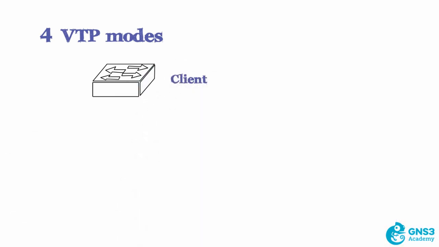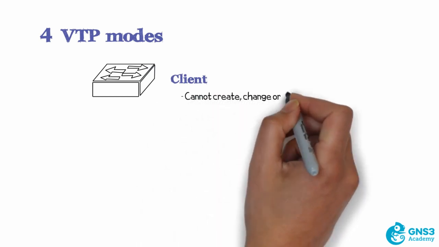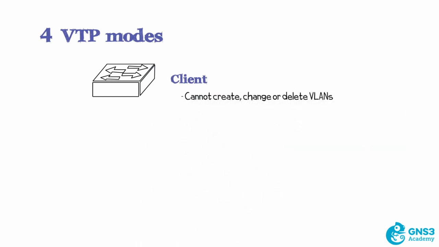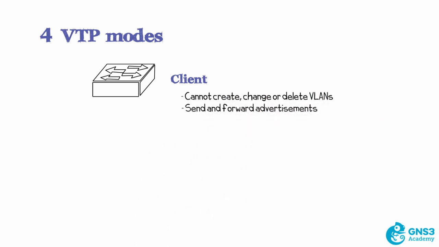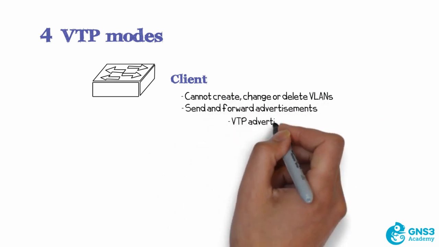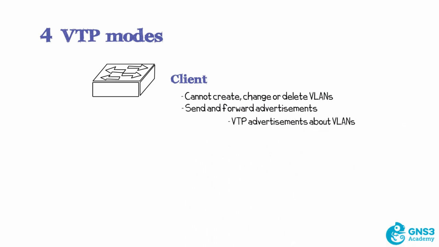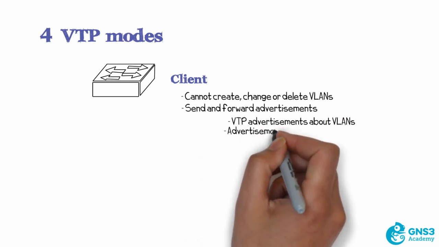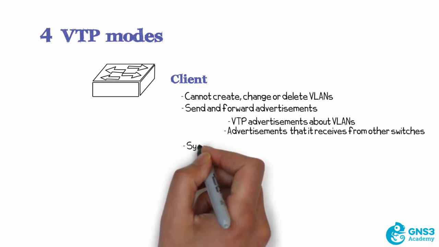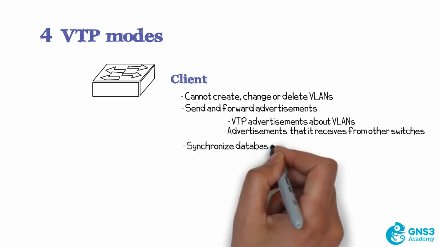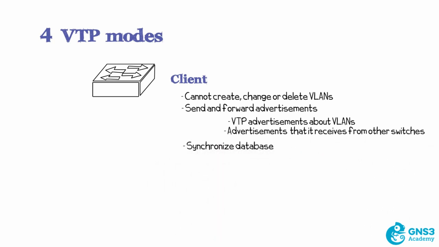The second mode is VTP client. A VTP client cannot create, change, or delete VLANs. The switch is able to send and forward advertisements, however, so it's able to send VTP advertisements about VLANs currently listed in its database to other switches. It will also forward advertisements that it receives from other switches. And in addition, it will also synchronize its database to the latest revision number in the VTP domain.